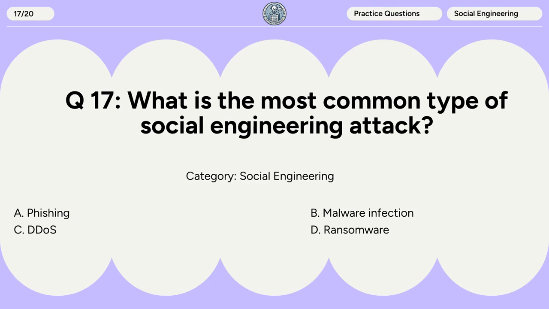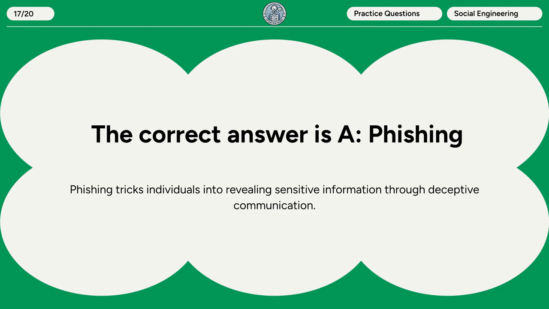Question 17. What is the most common type of social engineering attack? A. Phishing. B. Malware infection. C. DDoS. D. Ransomware. The correct answer is A. Phishing. Phishing tricks individuals into revealing sensitive information through deceptive communication.